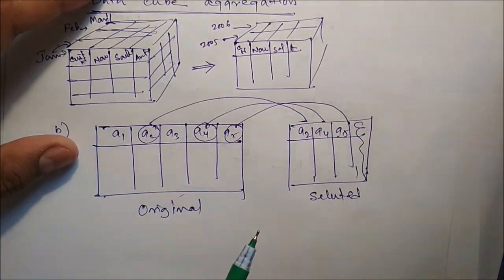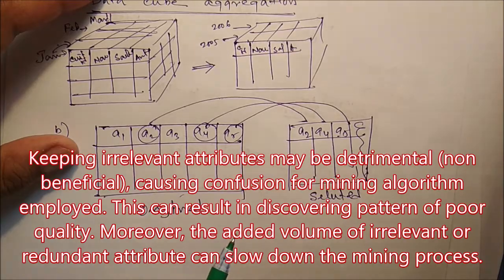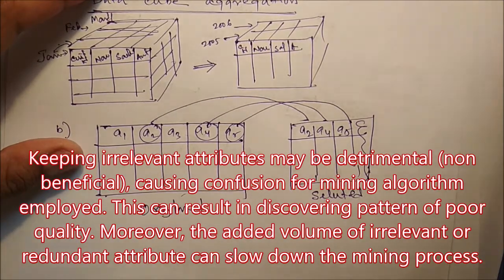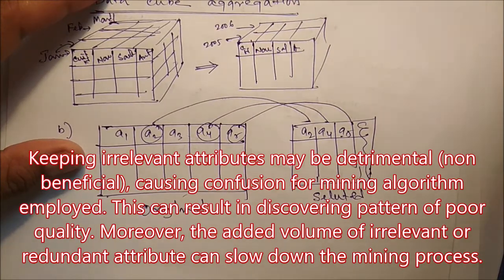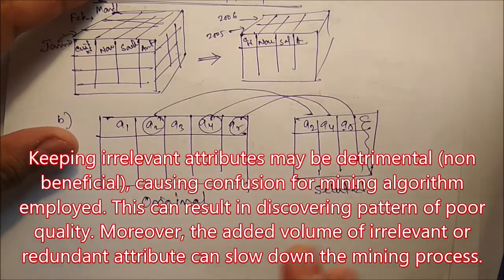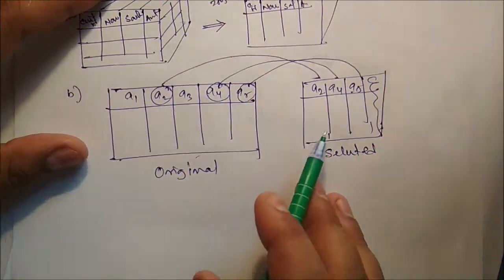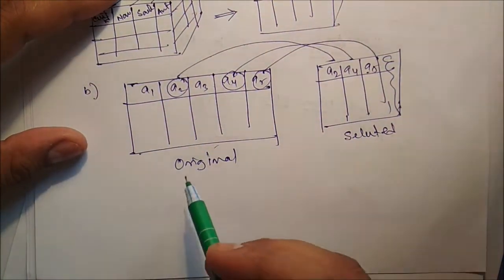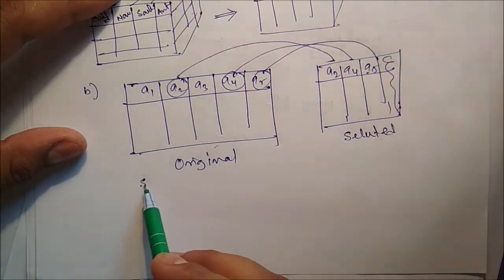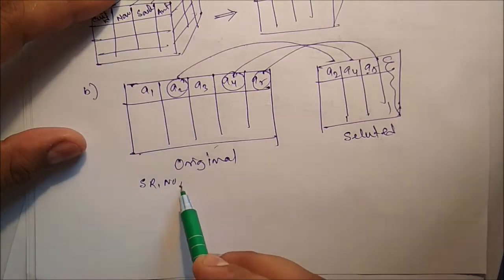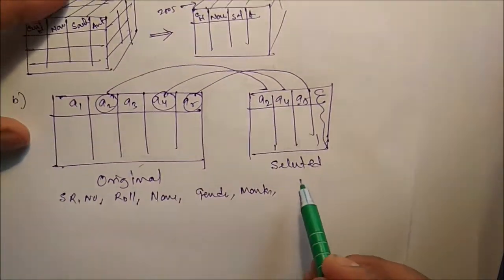Now, keeping irrelevant attributes may be detrimental, causing confusion for the mining algorithm employed. This can result in discovering patterns of poor quality. Moreover, the added volume of irrelevant or redundant attributes can slow down the mining process. So, for example, suppose the attributes are serial number, roll number and religion.